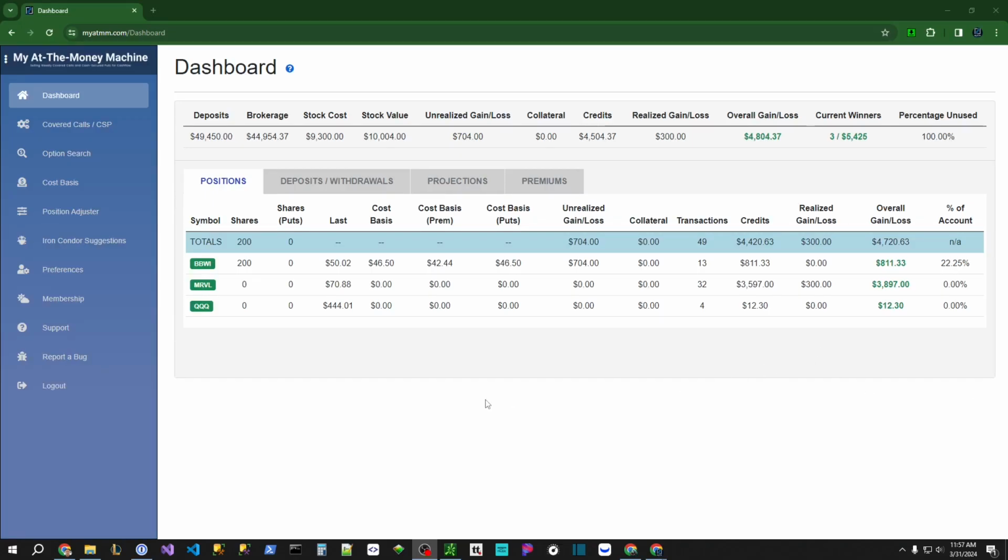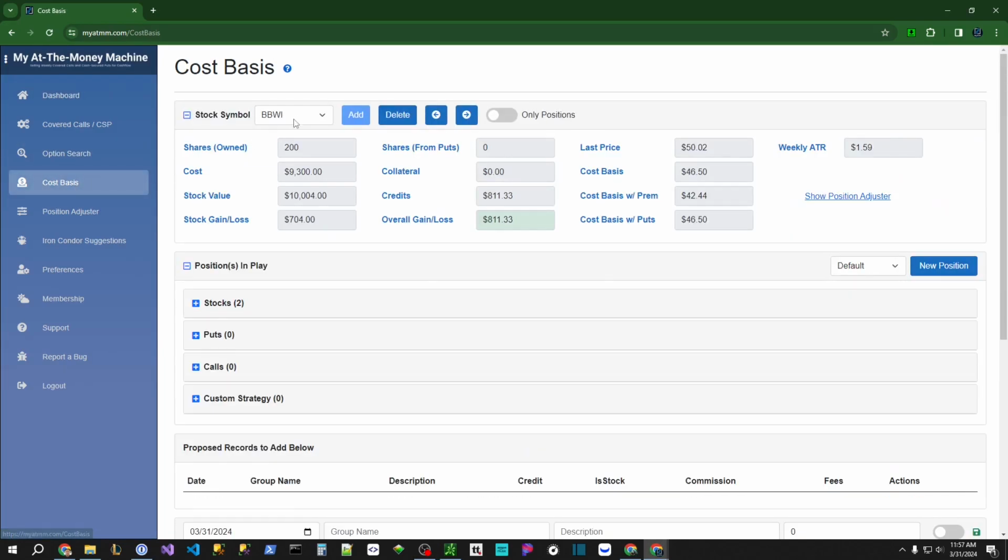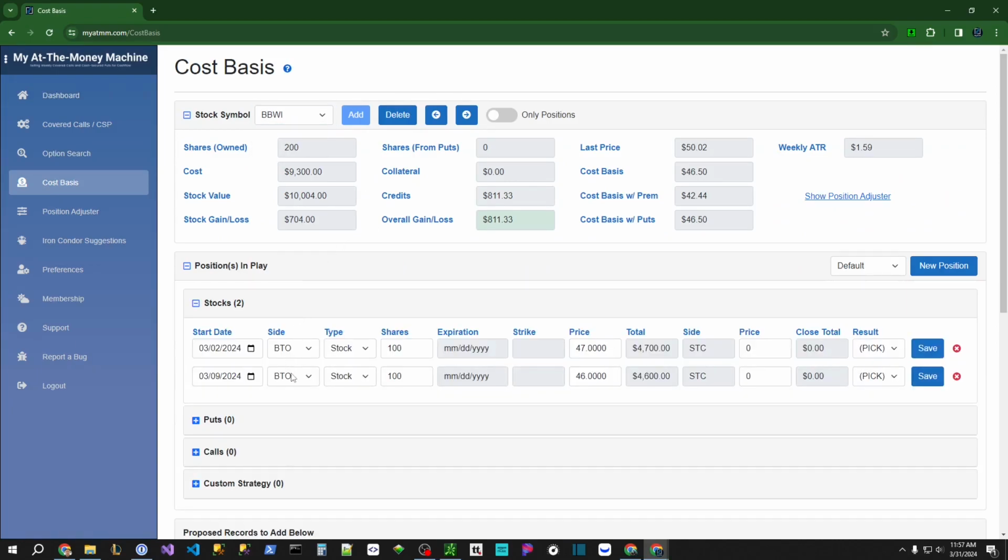Here we are on the web application, myatmm.com, and after logging in, it takes us to the dashboard. As you can see, we need to go over to the cost basis page right here. Make sure BBWI is selected, which it is. What happened is we sold all 200 of our shares. These are the current positions. What we need to do is go ahead and close it out.